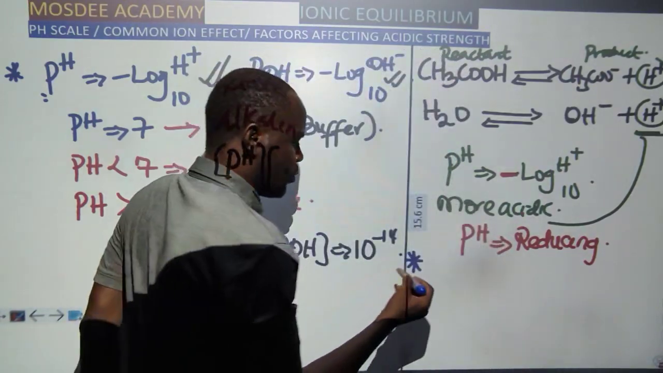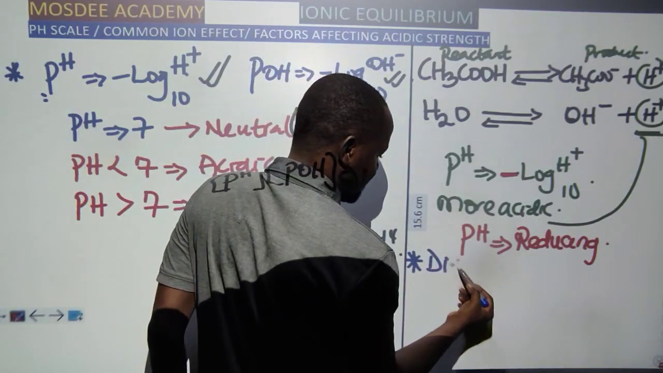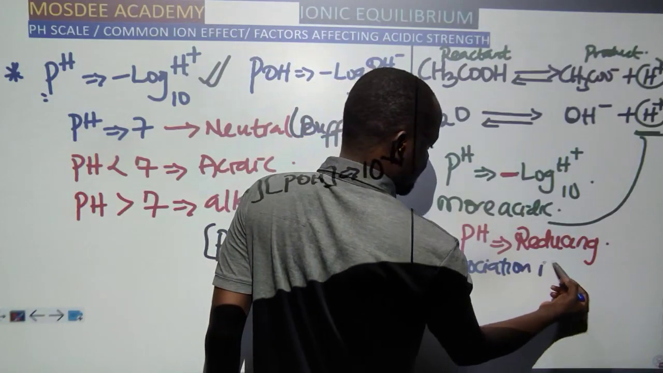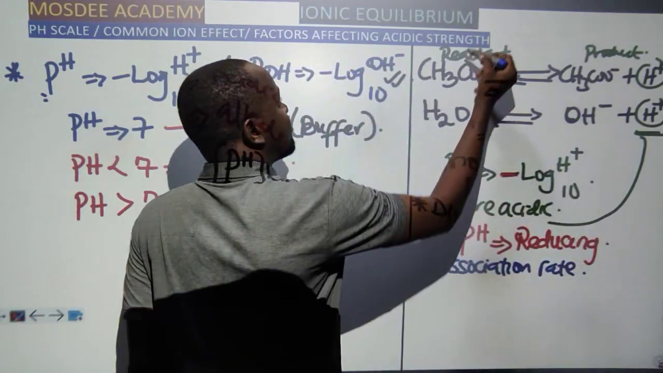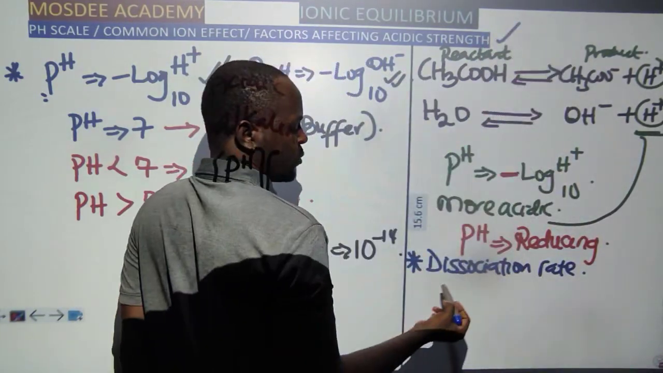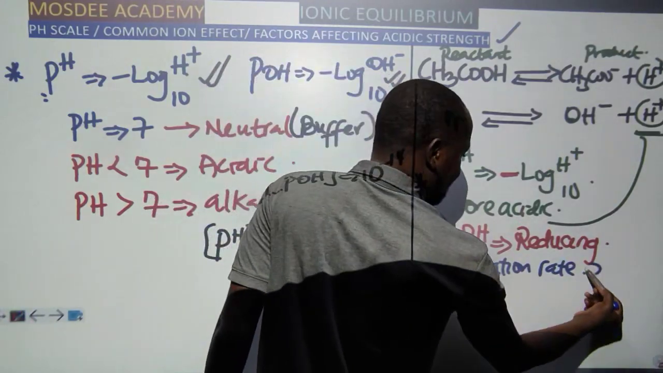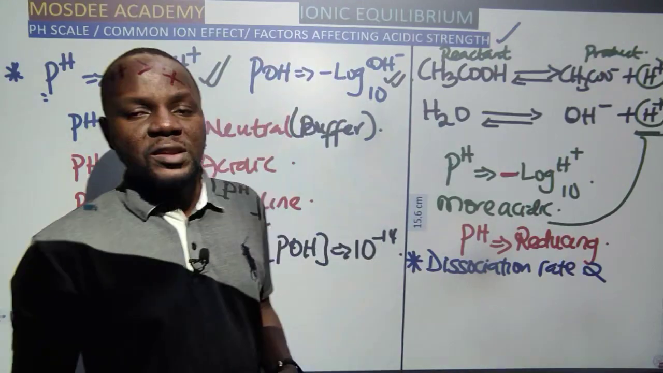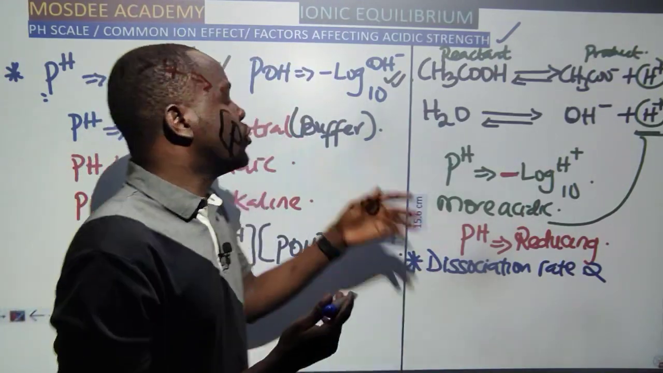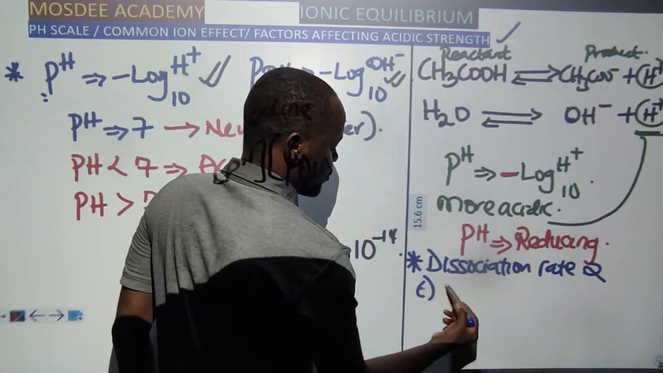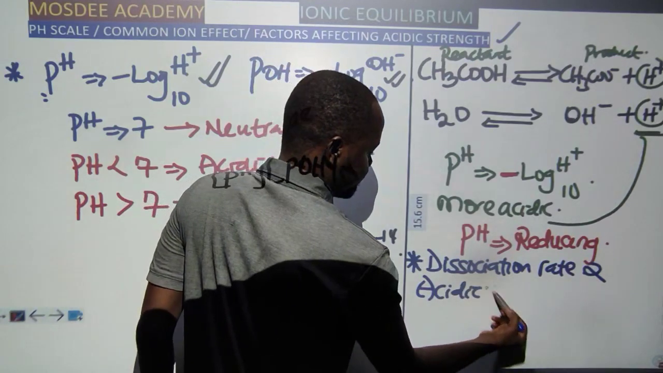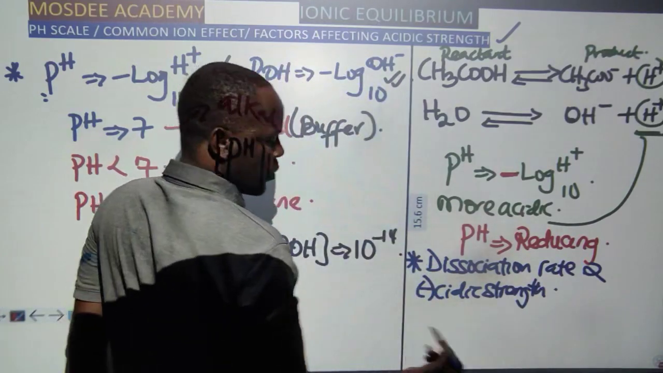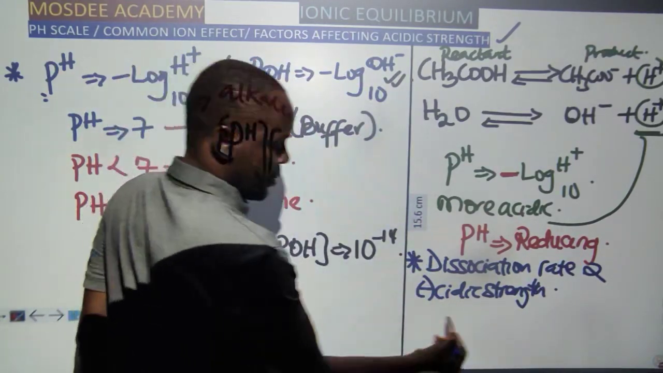So the first factor is what? Dissociation rate. I'm talking about the factors that affect acidic strength. So dissociation rate, let me write it mathematically for ease of access, is proportional to what? Acidic strength. So that is what we are saying here. Hope I'm not cutting my admin. Let me just write here.